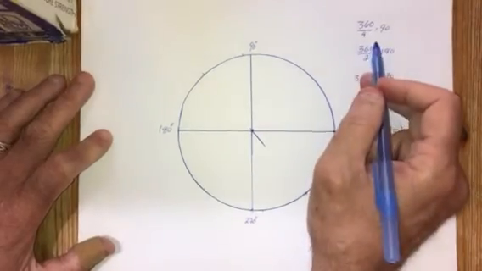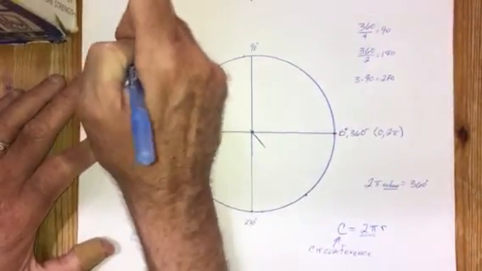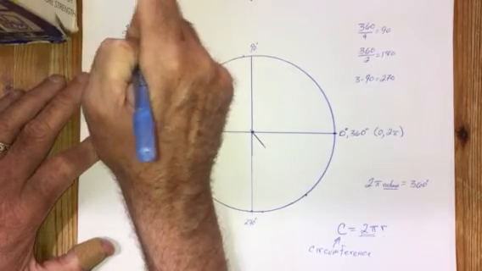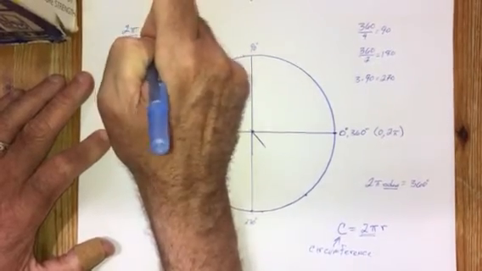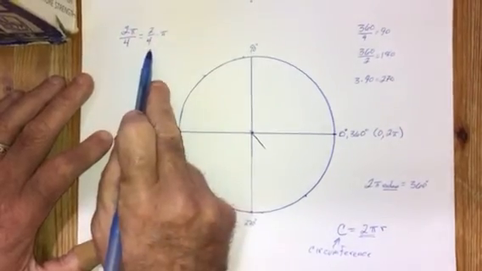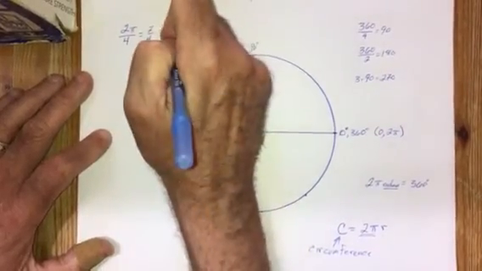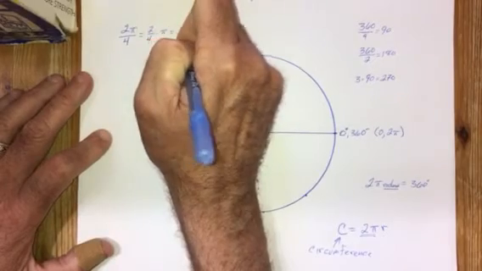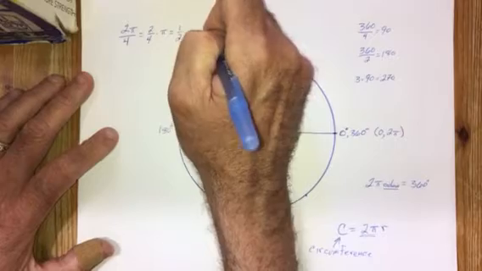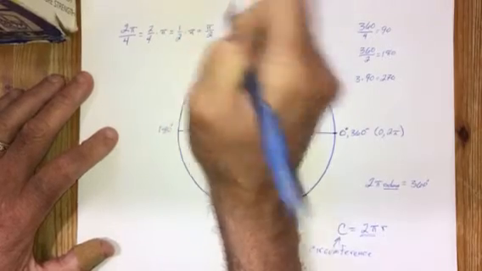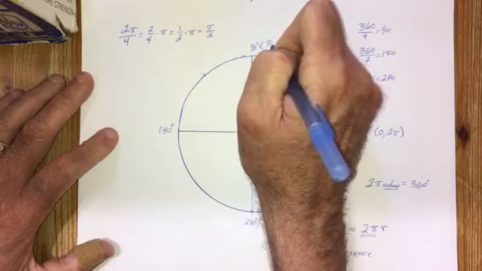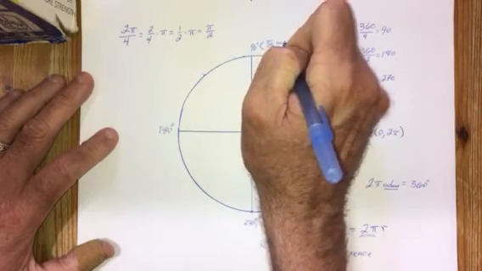Okay, so let's do something similar with pi, with 2 pi. So the first thing we're going to do is do 2 pi divided by 4, which we can write as 2 over 4 times pi. And if you reduce 2 over 4, you know that 2 over 4 is the same as 1/2. So we can call this pi over 2. So another way of stating this point is to say pi over 2 radians.